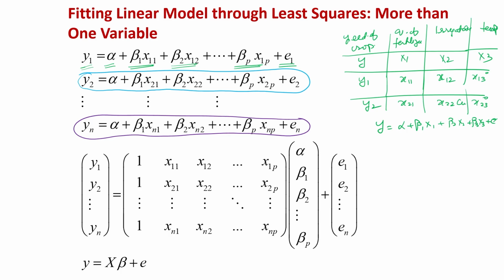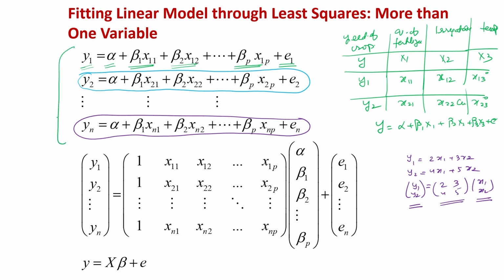Now, do you remember that if I have equations like y1 is equal to 2x1 plus 3x2 and y2 is equal to 4x1 plus 5x2, then I can write them in terms of a matrix and vector. I can write the vector y1, y2, then the matrix 2 3 4 5, and then the vector x. So the same thing I try to do with all these equations, and I try to write them in the form of vectors and matrices.